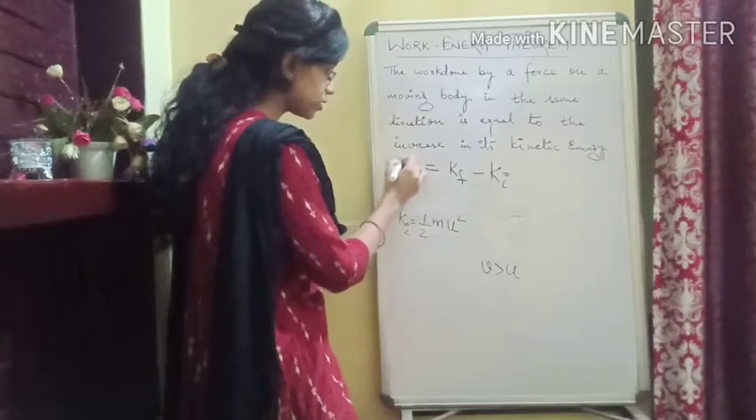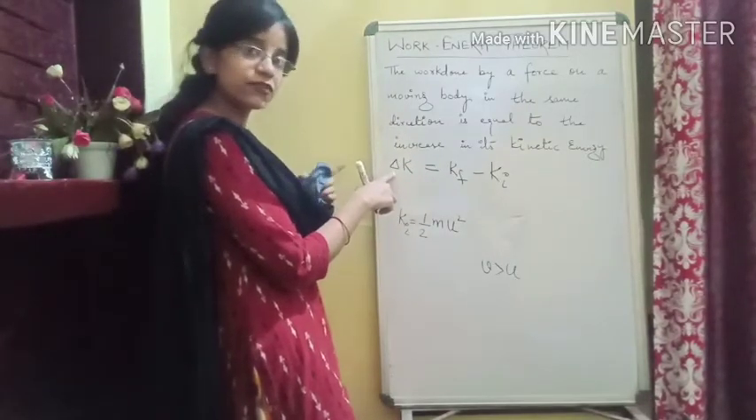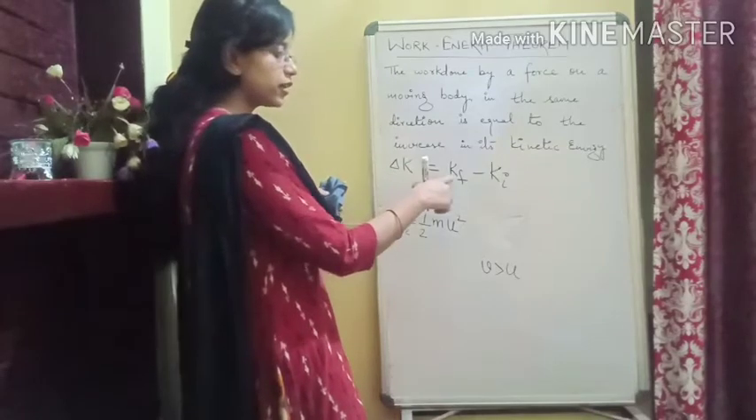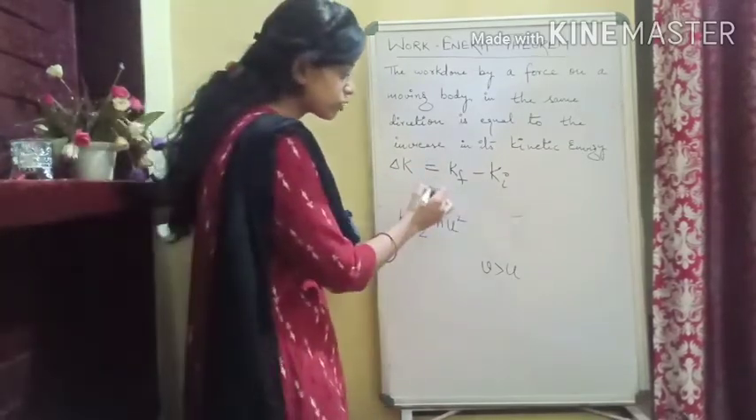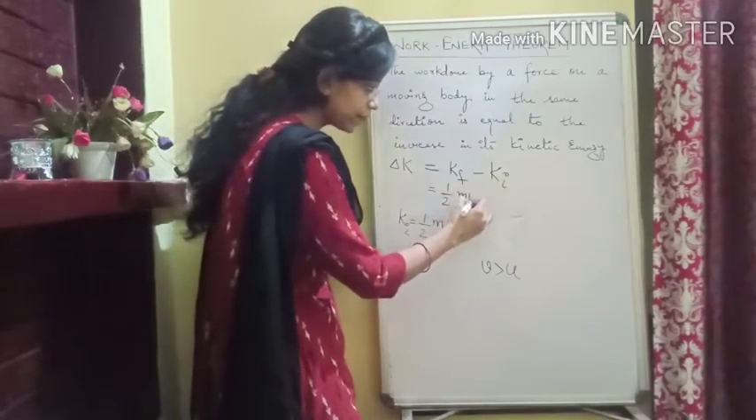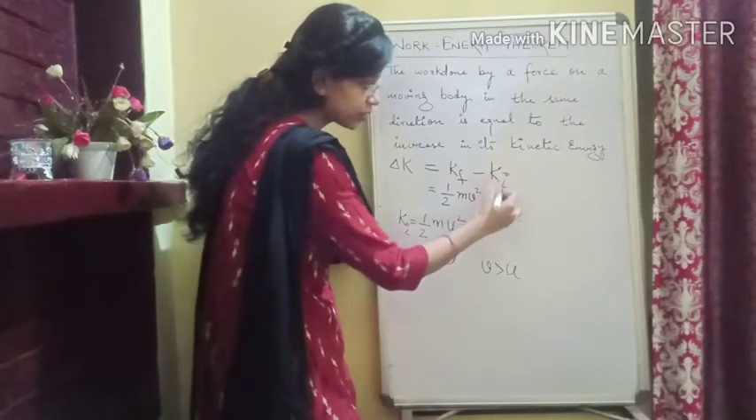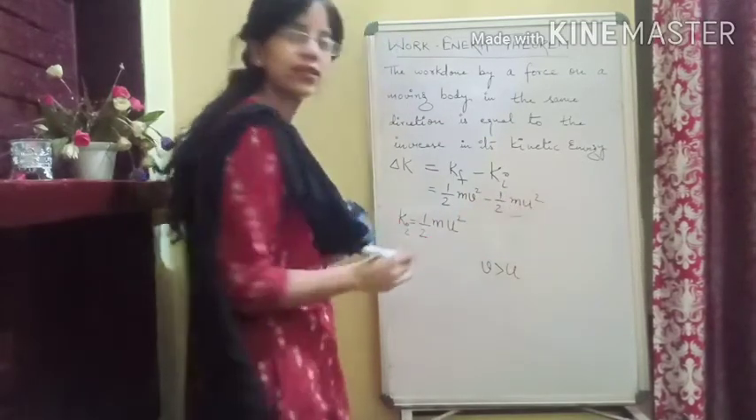If I write it like this, we have learned that the symbol delta is for change. So change in kinetic energy is kinetic energy final minus kinetic energy initial. Now what is the expression for final kinetic energy? Half m v square, minus initial, which is half m u square, isn't it?